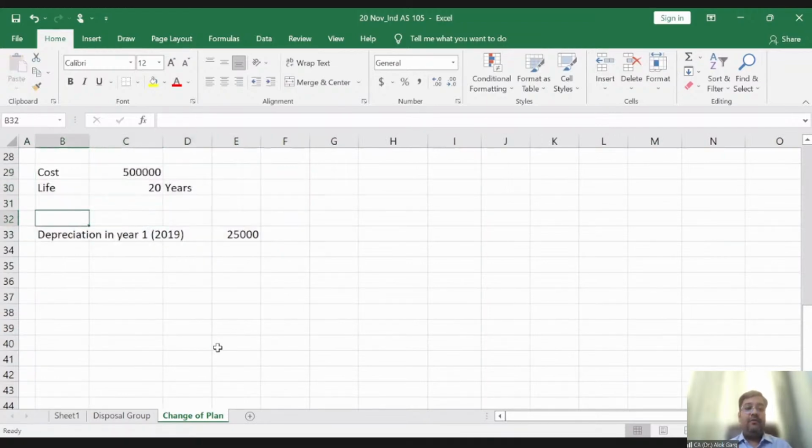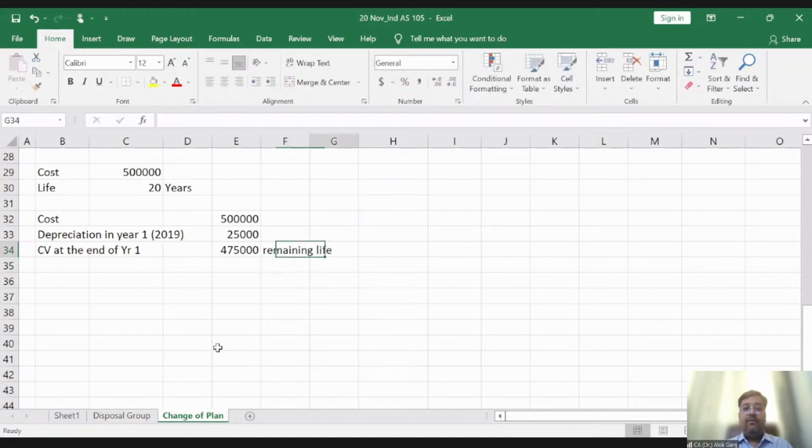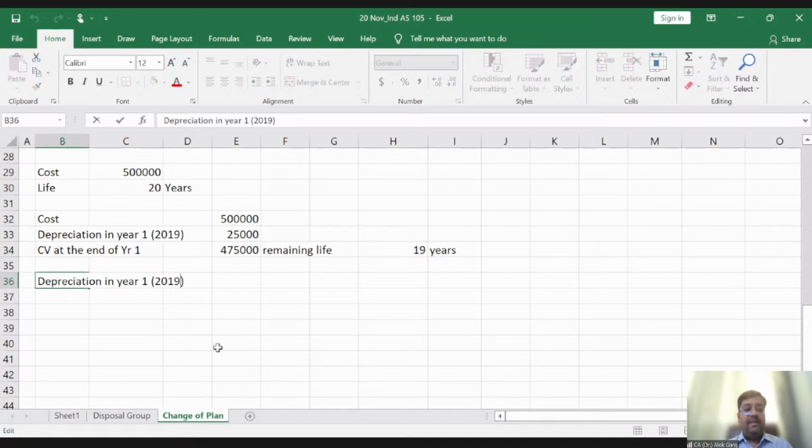I hope it is clear to all of you. And the cost is 5 lakh rupees. What is the carrying value at the end of year one? 5 lakh minus 25,000, which is 4,75,000. Right? What is the remaining life now? 19 years. Okay. And what is your depreciation in year two?